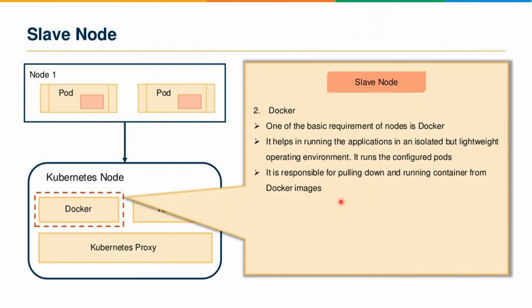Next one is Docker. So without Docker, Kubernetes will not work. Right? So without Docker containers, Kubernetes will not work. So Kubernetes requires Docker. So Docker, we know Docker.